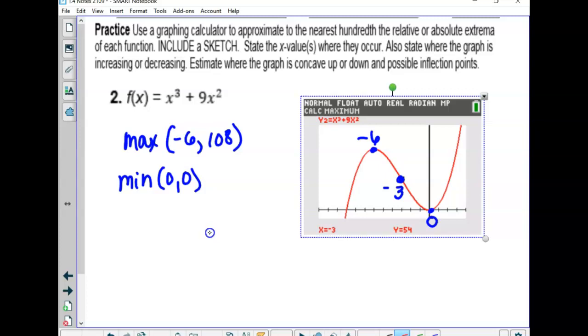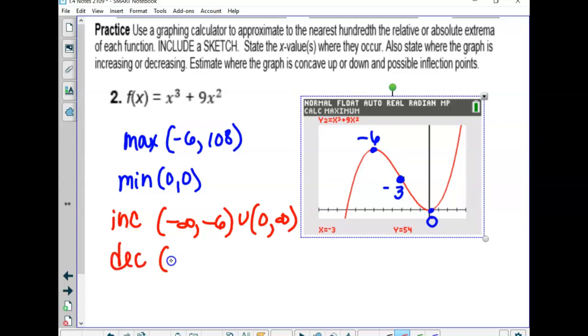All right, what else are we supposed to do besides max and mins? Increasing. Where is this increasing? Negative infinity to -6, it's going up. Then it goes down all the way to 0, right? And then from 0 to the right, it's going up. So where's it decreasing? -6 to 0. We always use parentheses on those.